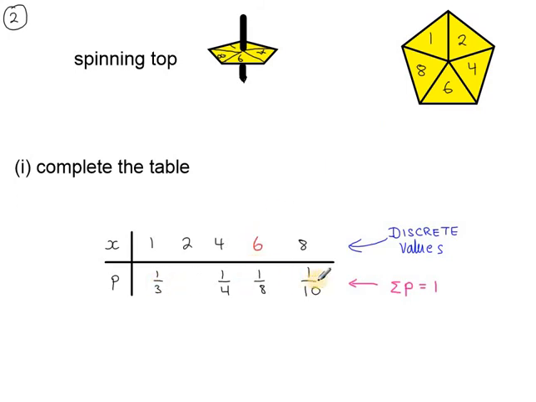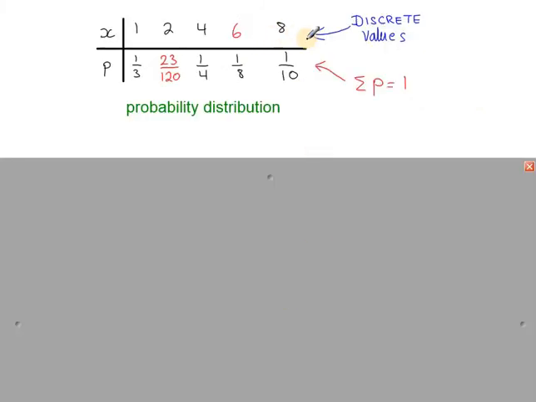and then we know the probabilities all add up to 1 because we have every value in the sample space listed here, so their probabilities add up to 1. So the missing value is 23 over 120. So this is the probability distribution of the discrete random variable X.